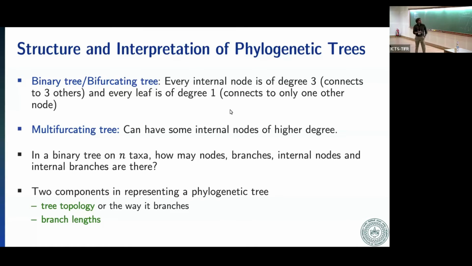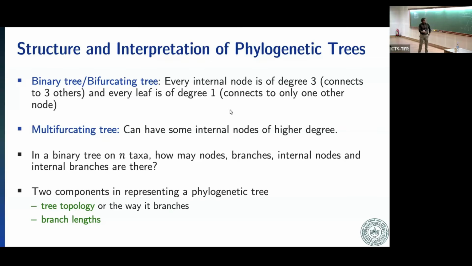Okay. Now, this is a simple question to all of you. Maybe you can think about it and let me know. If you have a binary tree which is built upon n taxa, then in that particular tree, how many nodes do you have in total, how many branches do you have, and how many internal nodes and internal branches do you have? We'll come back to this question later.